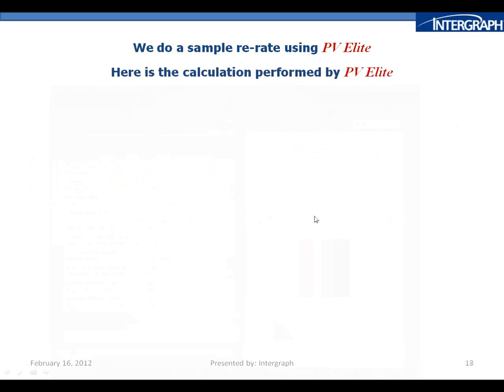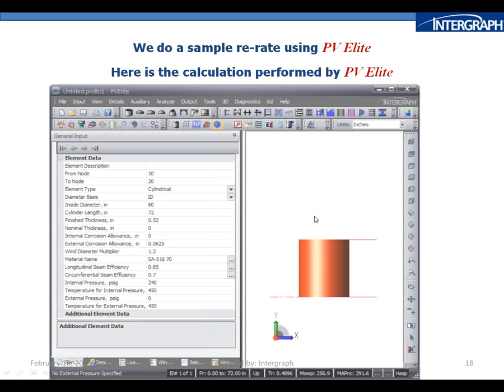Here's the calculation performed by PV Elite. Okay, we've got our cylinder in there, we've got our pressure, we've got our temperature, we've got our corrosion allowance. They're all there. And so we do the calculation. If we look at the status line down here, we notice that everything is in black. If any thicknesses were insufficient or the MAP was insufficient, it will be shown up in red. So we know that's okay.